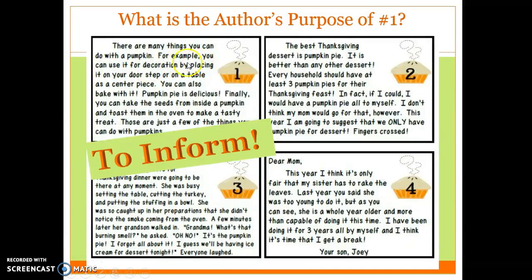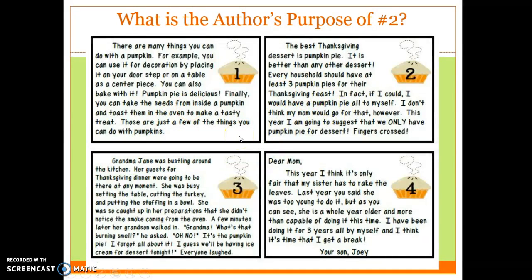So as you go down here, you can see you can use it for decoration. You can bake with it. Finally, you can take the seeds and toast them. So all these action words, things that you can do with the pumpkin. And of course, this is an informative piece. Move on over to number two. See if you can figure out what the purpose is for number two.